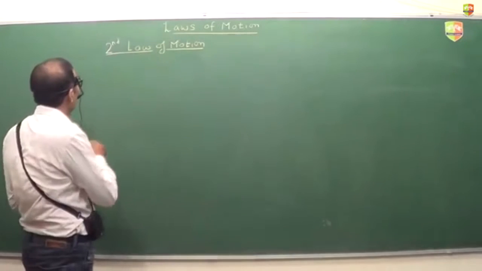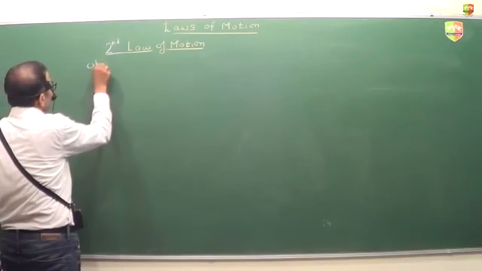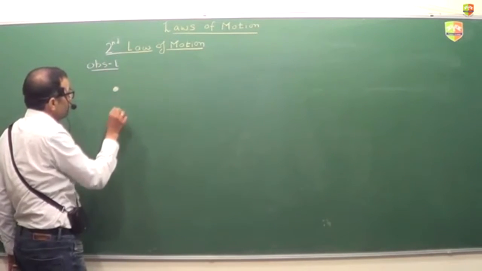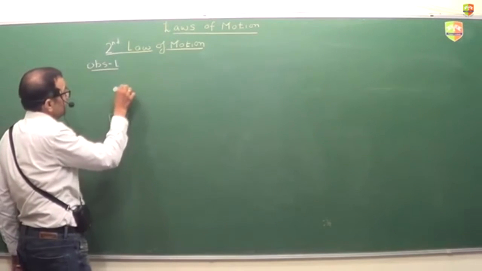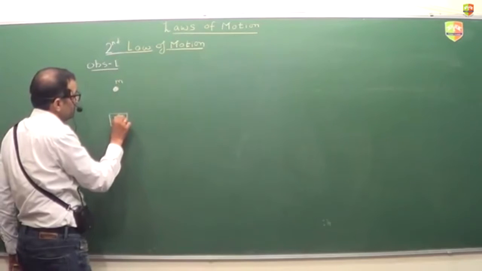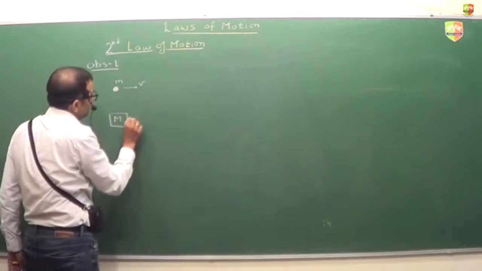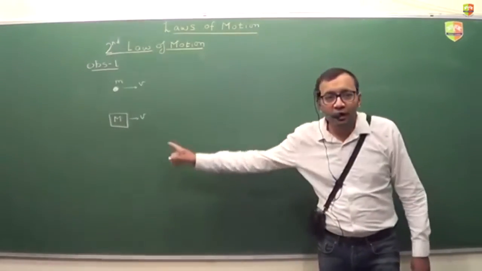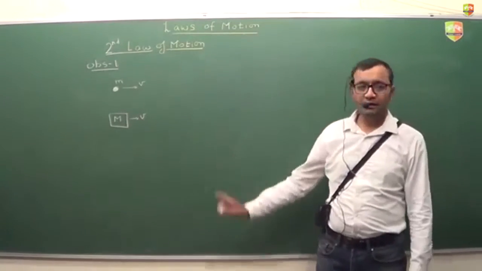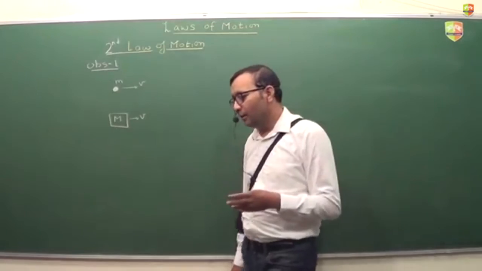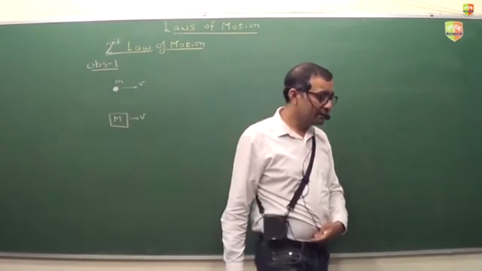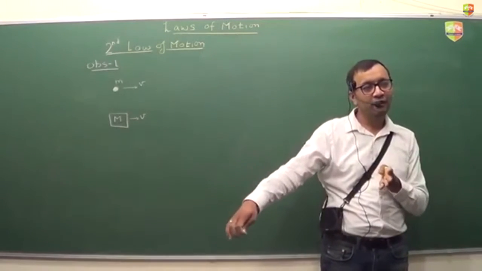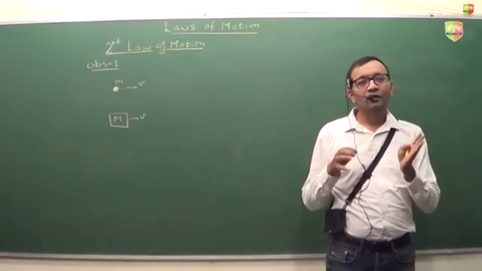Okay? Observation number one. Suppose you have two masses. This is a smaller mass, this is a bigger mass, moving with the same velocity. So where do you have to make more efforts to stop? The bigger mass. Simple. Now since we are talking about the effort, let's give this a formal name, because effort is a very subjective name. Fine. So we call effort in physics as force.